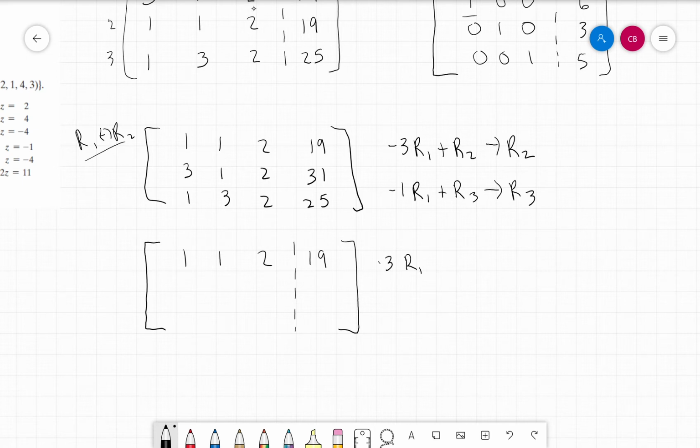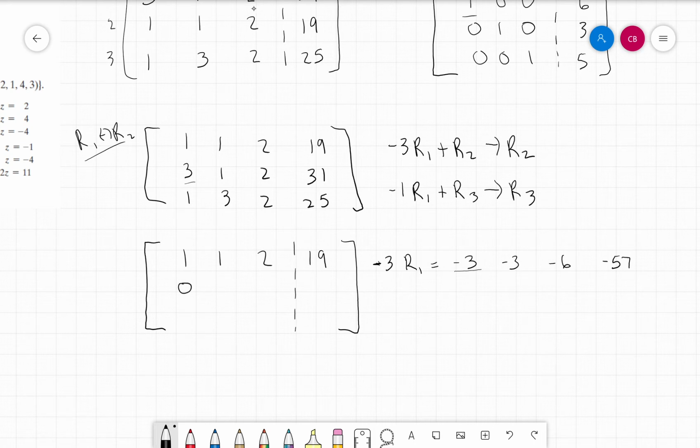I'm just going to write out what it is. -3 times 1 is -3. -3 times 1 is -3. -3 times 2 is -6. -3 times 19 is -57. Now we've got that written down. We're going to add that to row 2. So we've got -3 plus 3 up here. That's going to be 0. That's what we wanted. That's how you know that you did this step correctly.